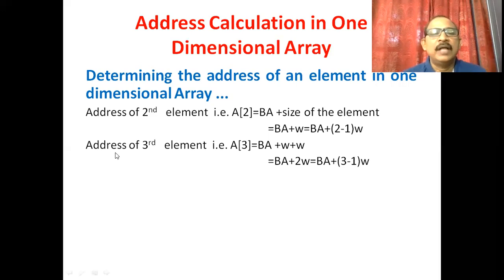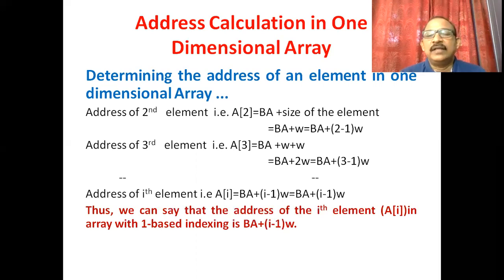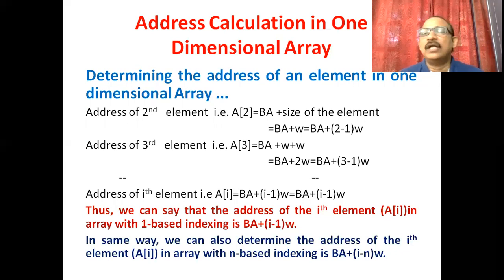Here you can see the address of the third element is BA plus 3 minus 1 into W, and the address of the second element is BA plus 2 minus 1 into W. Therefore, you can say the address of the ith element is BA plus i minus 1 into W. Thus, the address of the ith element Ai in an array with one-based indexing is BA plus i minus 1 into W. In the same way, we can also determine that the address of the ith element Ai in an array with n-based indexing is BA plus i minus n into W.